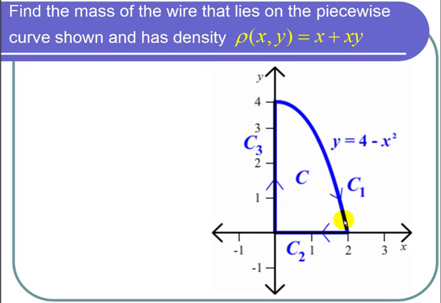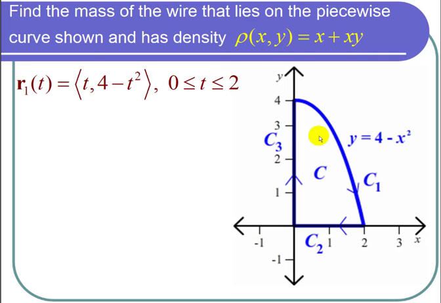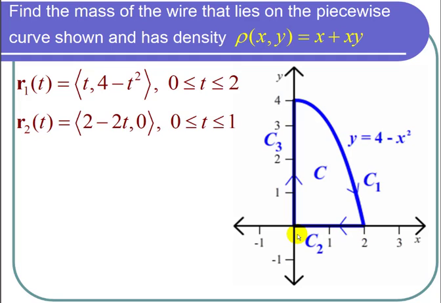For C1, since it's defined as a function y equals 4 minus x squared, I can let x equal t and y equal 4 minus t squared. And then x is going to go from 0 to 2, and since x is equal to t, t goes from 0 to 2. For the second curve, it lies on the x-axis, so y is equal to 0. And for the x component, I have 2 minus 2t. It's linear, and when t is 0, we should be at 2. And when t is 1, we want to be at 0 for x. So 2 minus 2 times 1 is 0, and t goes from 0 to 1.